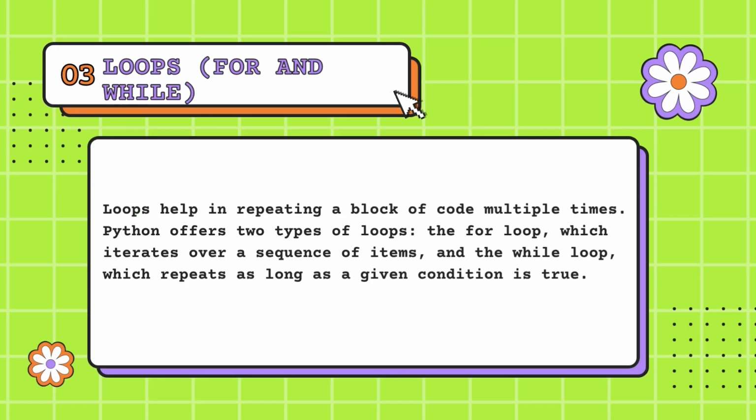Loops, for and while. Loops help in repeating a block of code multiple times. Python offers 2 types of loops, the for loop, which iterates over a sequence of items, and the while loop, which repeats as long as a given condition is true.